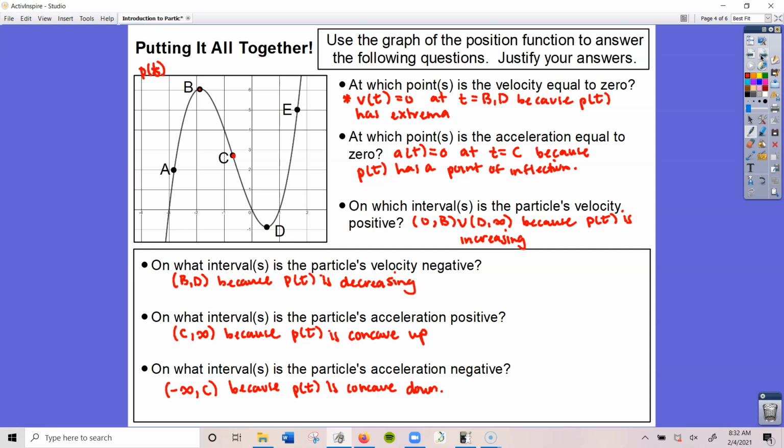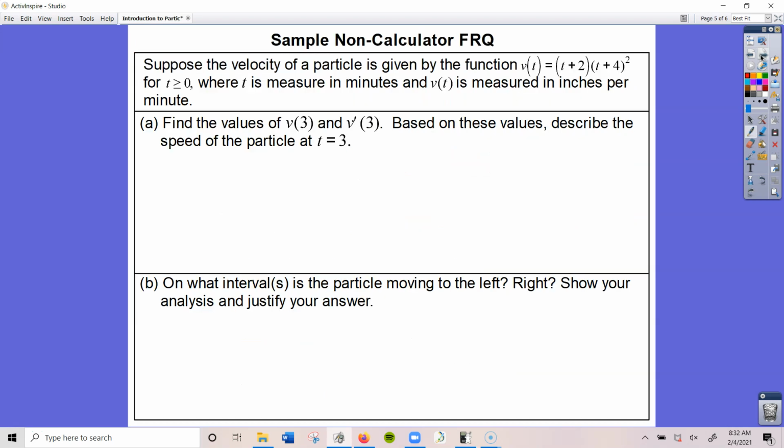Now let's look at a sample FRQ, and this is without the calculator. Suppose the velocity of a particle is given by the function v of t is equal to t plus 2 times t plus 4 squared, for t greater than or equal to 0, where t is measured in minutes and v of t is measured in inches per minute. For part A, we're going to find the values of v of 3 and v prime of 3. Based on these values, describe the speed of the particle at t is equal to 3.